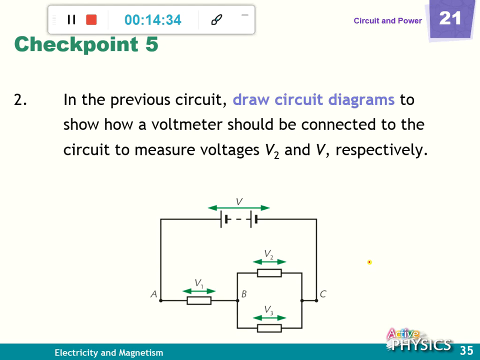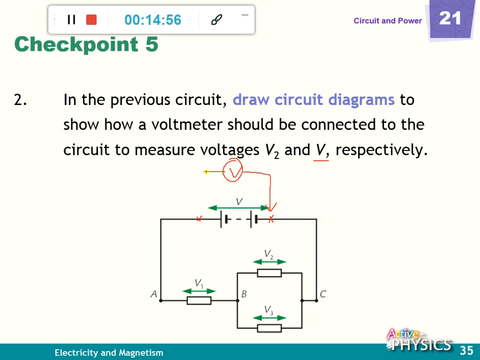Okay, second one. In the previous circuit, draw the circuit diagram to show how the voltmeter should be connected to measure V2 and V. In order to measure V, it will be very simple. We want to find out the potential difference between this point and this point. What you do? You just need to put a voltmeter across it.